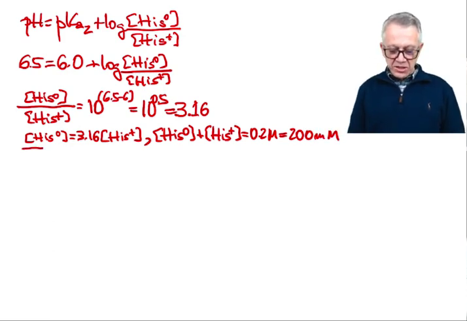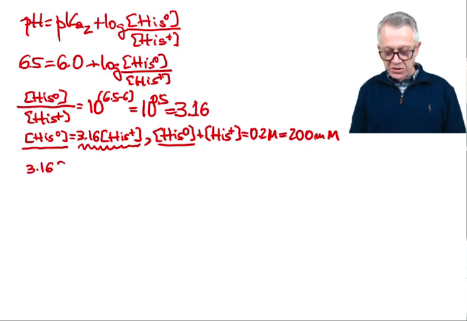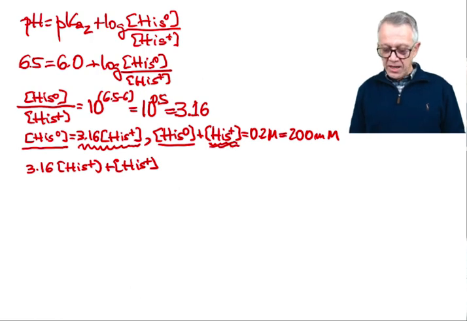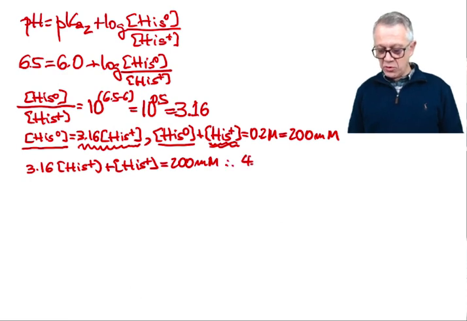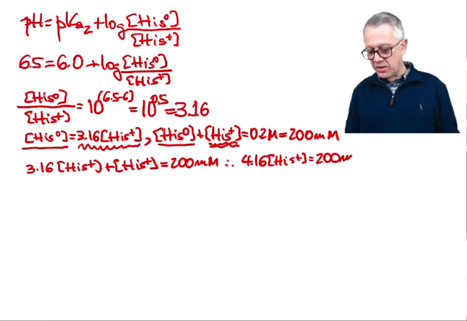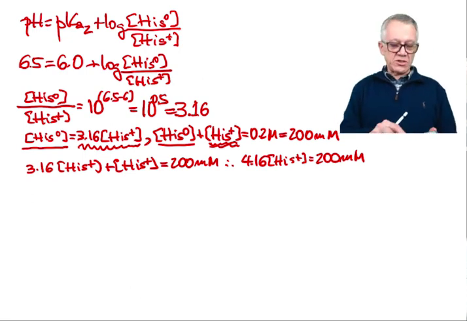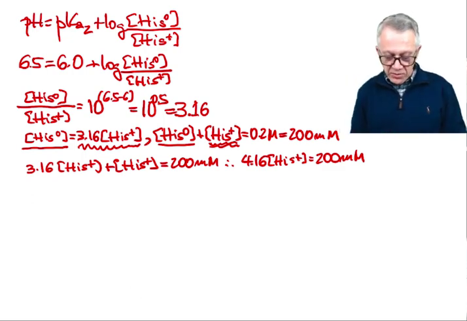Now, this is his 0, so I know that his 0 is also equal to 3.16 histidine plus, from the equation here, and it equals 200 millimolar. From that, I know that 4.16 times the concentration of histidine plus is equal to 200 millimolar. So therefore, the concentration of histidine plus is going to be 200 millimolar divided by 4.16, which gives us 48 millimolar.